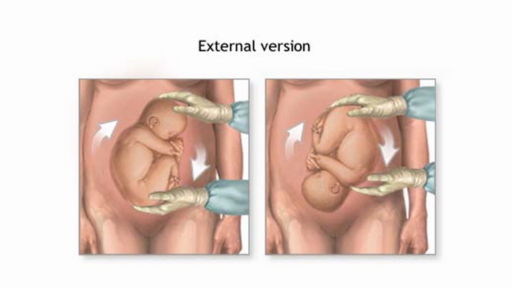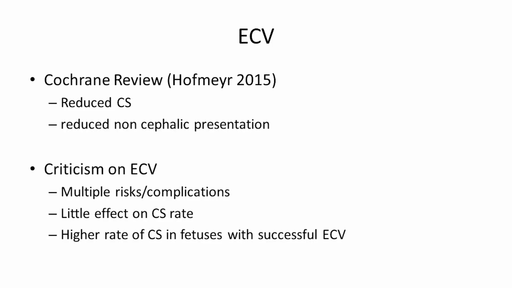Now, this picture shows the procedure of external cephalic version, in which the obstetrician disengages the breech from the lower pole, and then a forward roll is attempted, and the fetus is turned from a breech presentation to a cephalic presentation. Several studies have also been done concerning external cephalic version. One Cochrane review in 2015 showed that external cephalic version reduced the rate of CS and reduced the rate of non-cephalic presentation. This is one of the reasons why it is recommended that all women with breech presentation should be offered external cephalic version as the first line option of management.